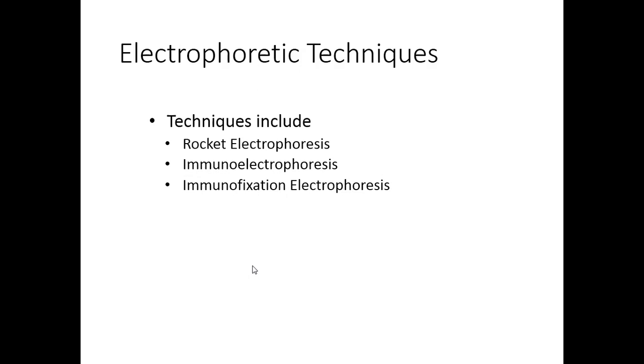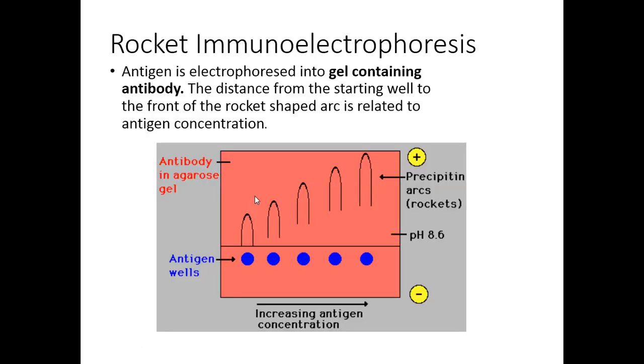So let's take a look. There are 3 techniques we're going to look at: rocket electrophoresis, immunoelectrophoresis, and immunofixation electrophoresis. Immunofixation electrophoresis is really what we focus on now. I didn't want you to not know what rocket electrophoresis is. I'm worried it's going to be on the ASCP exam.